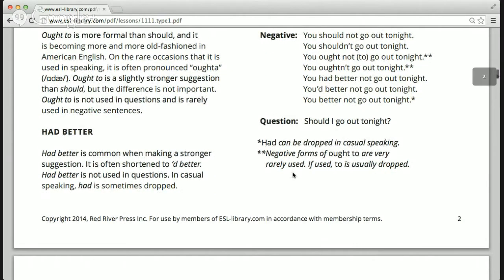And with questions, the only one we use to ask questions is going to be should. When we are asking for advice, should I go out tonight? Should I go out tonight? Very good. Any questions so far, you guys?